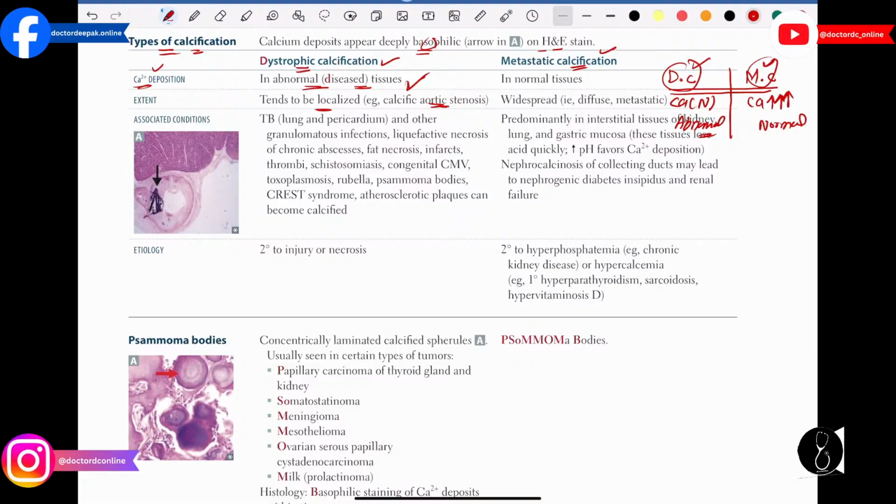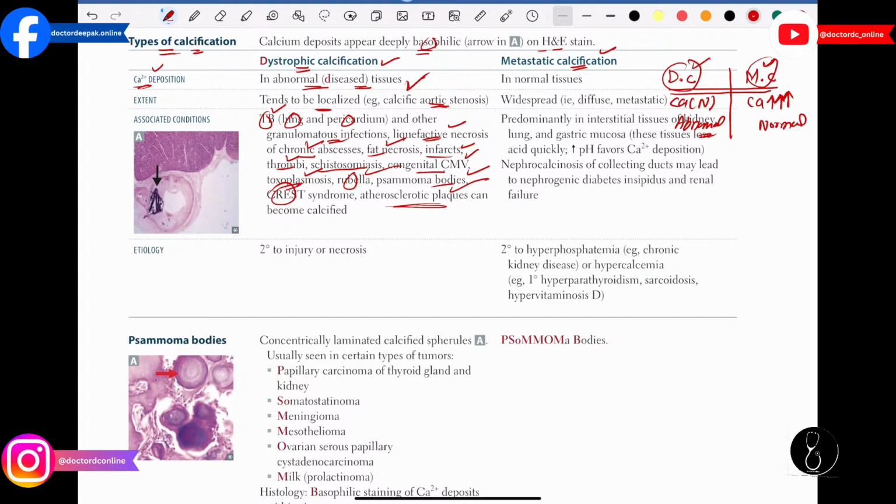Then what are the conditions associated with dystrophic calcification? If a person has TB, you get calcification of the lung and the pericardium. Then other granulomatous conditions. Then liquefactive necrosis of chronic abscesses, fat necrosis, infarction, thrombus, cysticercosis, congenital cytomegalovirus, toxoplasmosis, rubella, psammoma bodies, crush syndrome. Then we have the atherosclerotic plaques. All these are conditions associated with dystrophic calcification, and atherosclerotic plaques can also become calcified because these plaques will again attract the calcium. So these are the associated conditions.